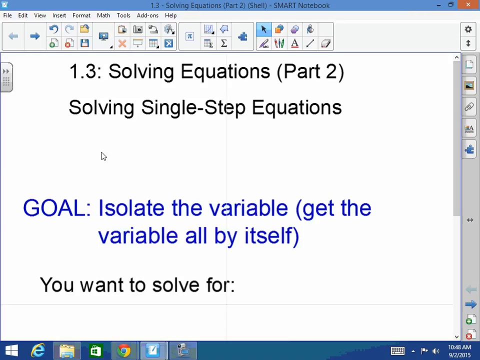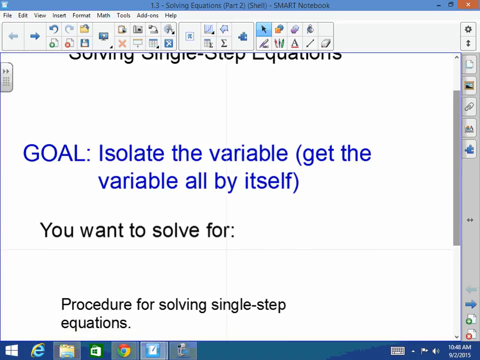First of all, the goal. The goal is to isolate the variable. That means get the variable all by itself. If you're solving for x, y, z, w, k, it does not matter. You want to isolate the variable. The variable wants to be alone by itself. Okay? Now, what does that mean? What does that look like? It looks like this. You want to solve for x over 1.